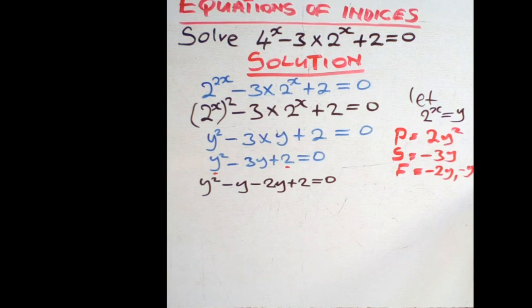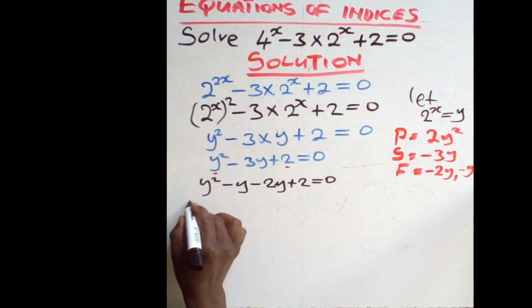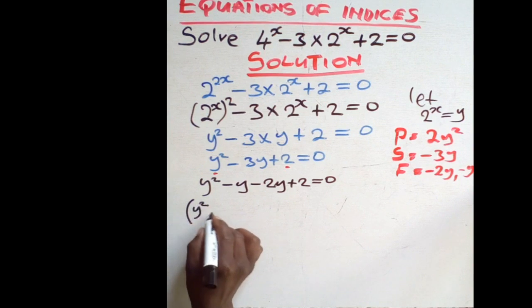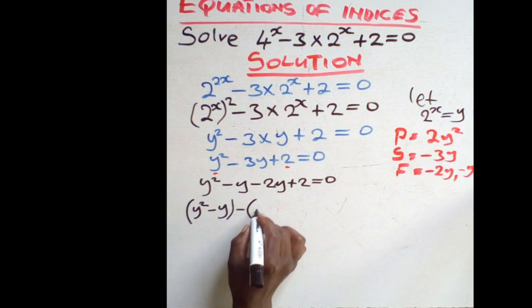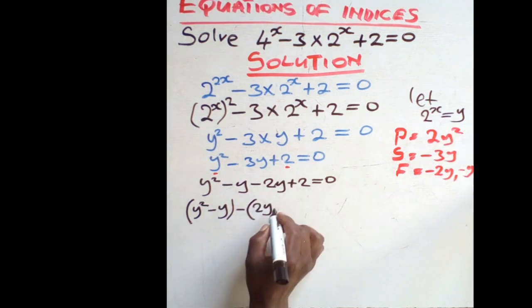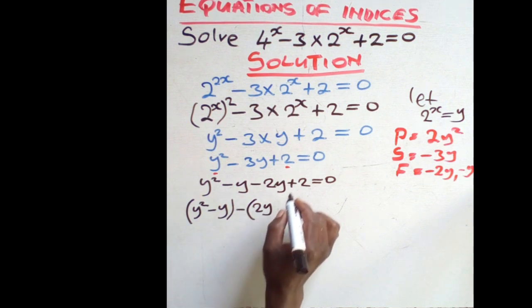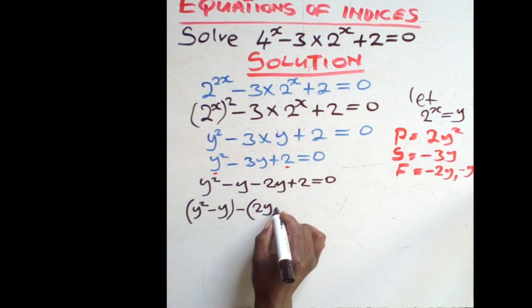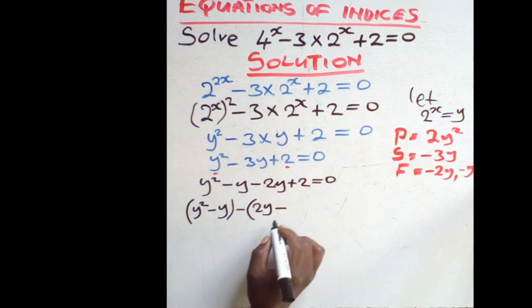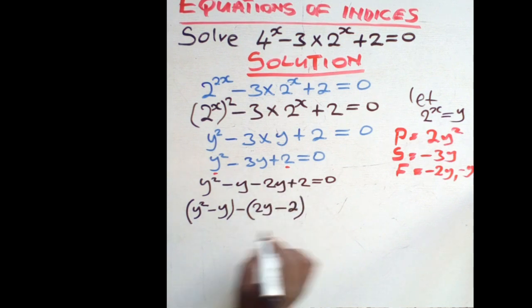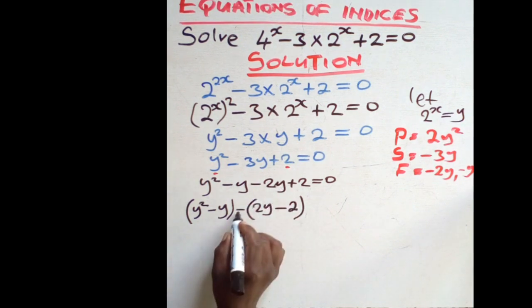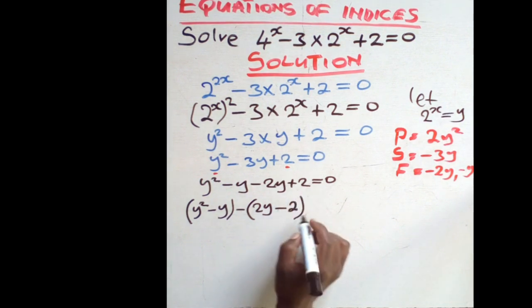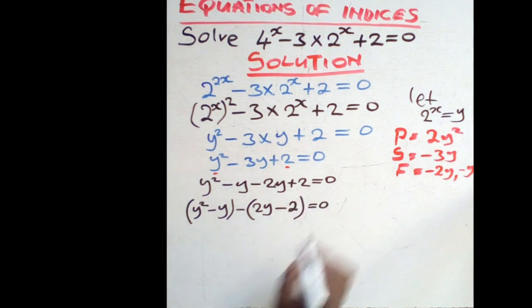When that is done, you can now introduce the brackets. Open the brackets, y squared minus y close brackets minus open brackets 2y. If you put a plus here, it means it will be negative times positive, giving out a negative. So we'll put a negative so that we do not change anything. Then a 2 there, such that when we say negative times 2y, it will give you a negative 2y. Negative times negative 2, it will give you a positive 2. Then this is equal to 0.